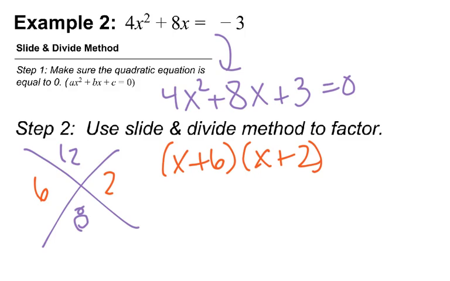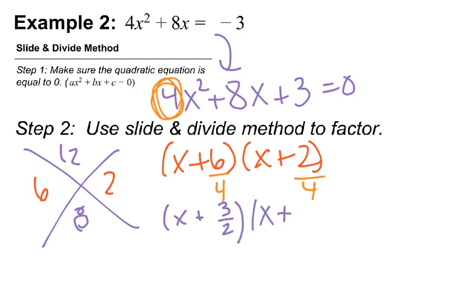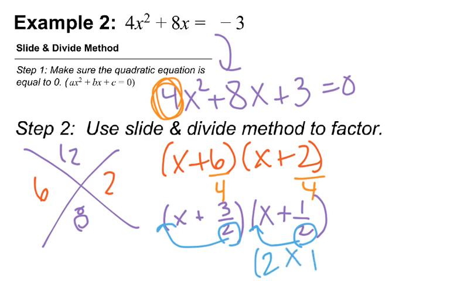And then remember, this is when we bring in our value a, and we divide both of these by a. 6 divided by 4 and 2 divided by 4. Here we're going to have to reduce these fractions, okay? So for this first one, we get x plus 3 over 2, reducing it, and we get x plus 1 over 2, reducing it. Since those are both fractions, we need to bring this 2 up and put it in front of the x. In the same way, we need to bring this 2 up in front of the x. And that's how we get 2x plus 3 and 2x plus 1.